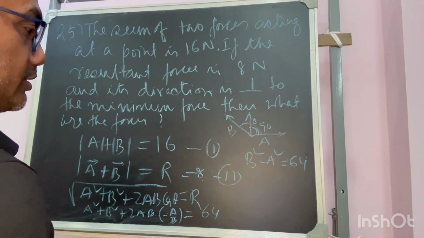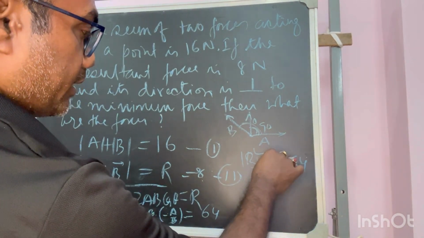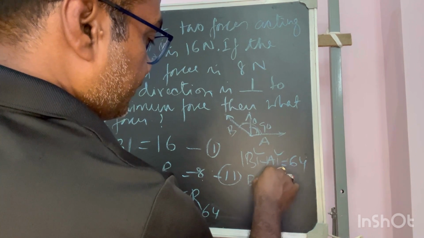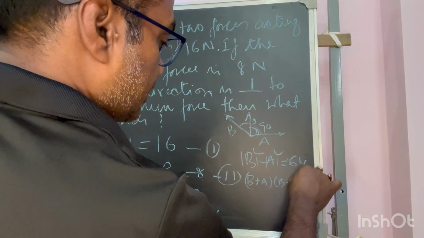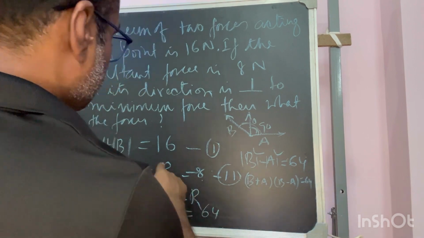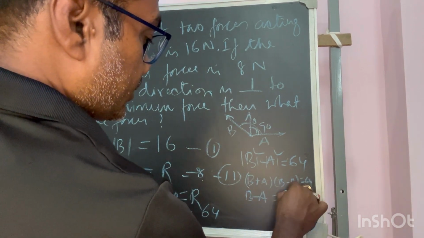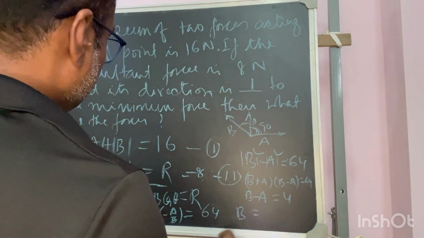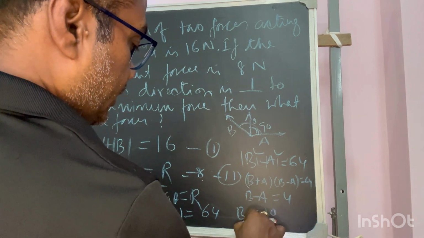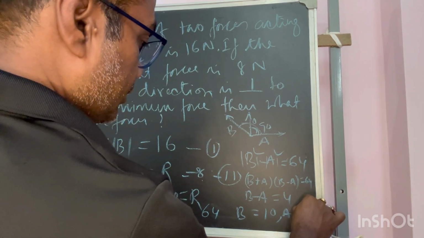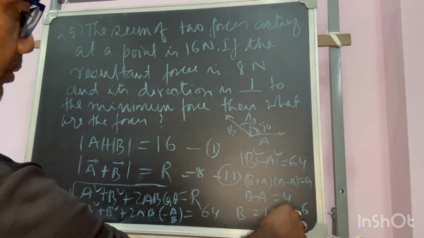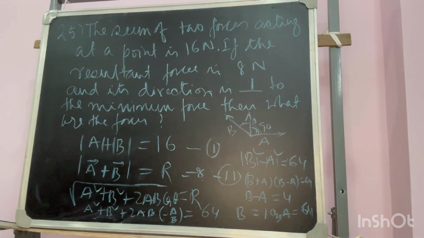So we are talking about the magnitude. Basically this is the magnitude. Now B plus A and B minus A multiplied equal 64. B plus A is 16, so B minus A is equal to 4. If you solve these two, we get B equal to 10 and A equal to 6. So this will be the answer. These are the two forces, and it will be in Newton, so put the unit. So this is the solution.